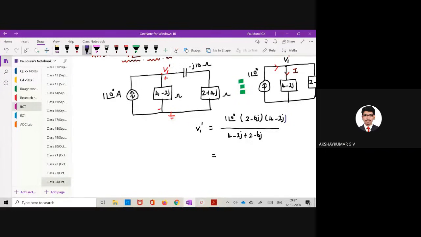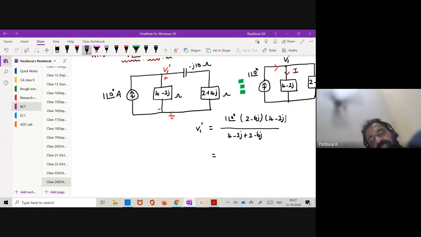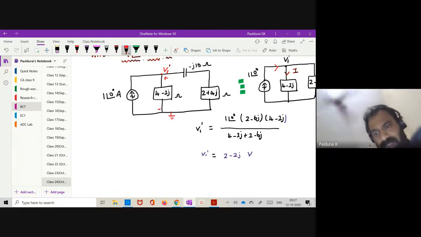Sir, 2 root 2 at an angle of minus 45. In terms of rectangular, can you say the equivalent? 2 minus 2i, sir. Yeah, very good. The expected answer is actually 2 minus 2j. Okay, that's the correct answer. It is my V1 dash volt.